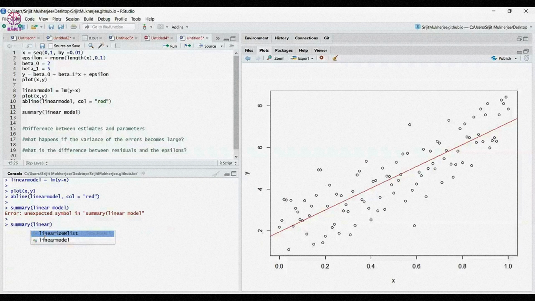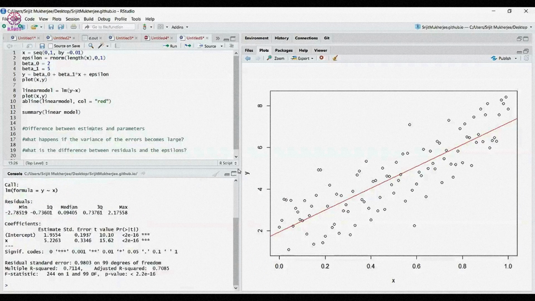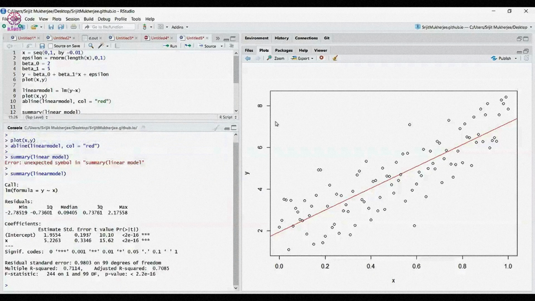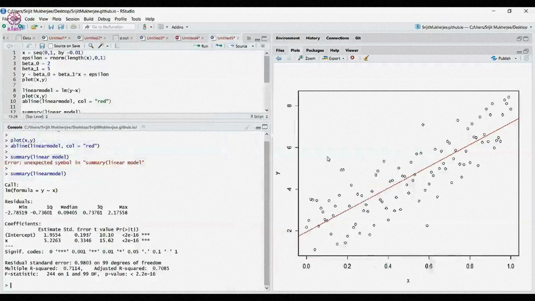Linear. Oh, wow, there's space. I've given a space. Yes. Now observe this very carefully. Let me zoom out a bit. Zoom in a bit, I mean.